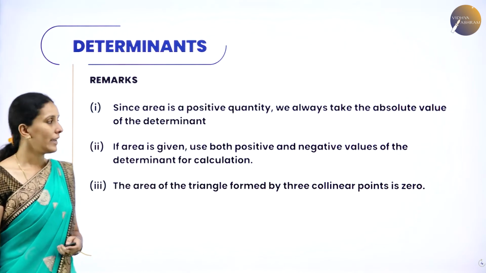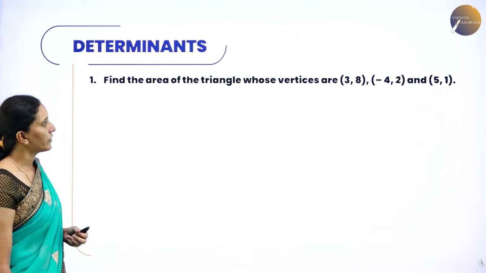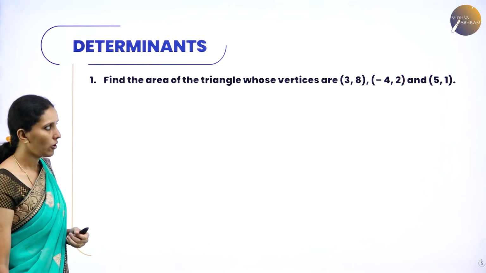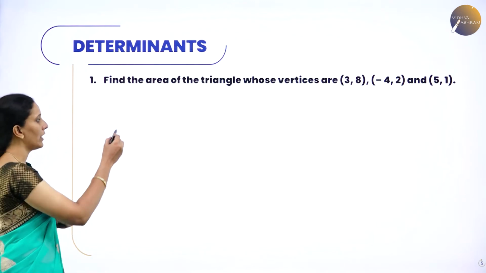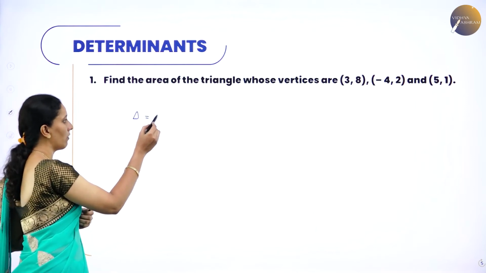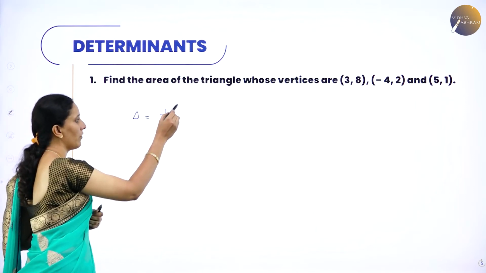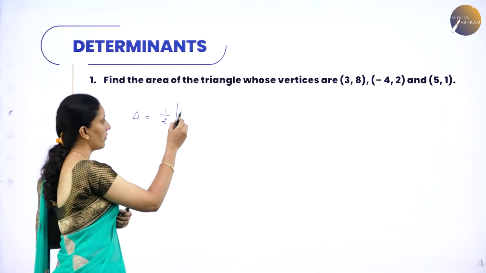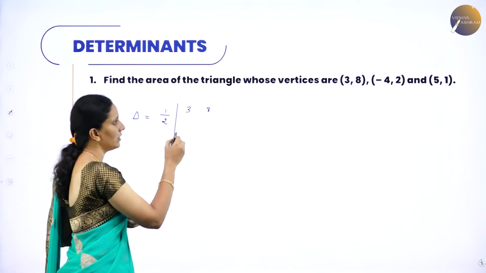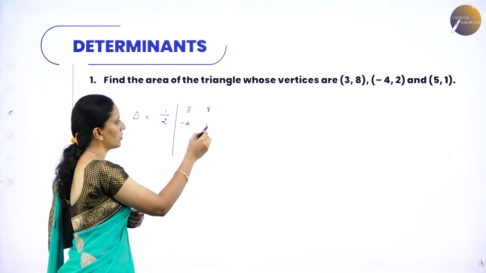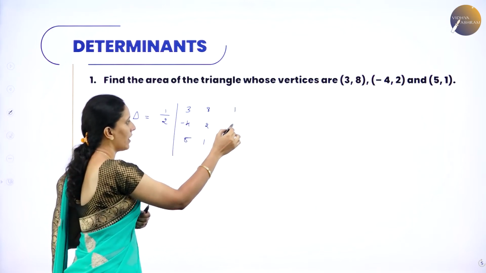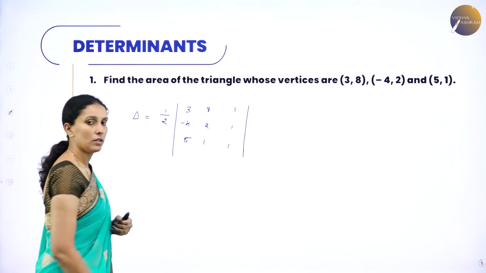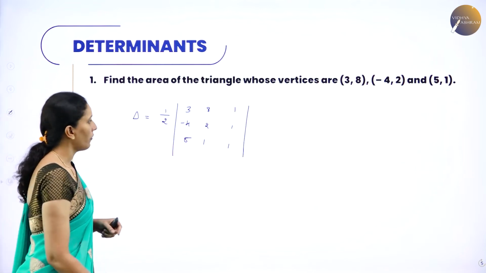So let's take an example. Find the area of a triangle whose vertices are (3, 8), (-4, 2) and (5, 1). We know that delta is equal to 1 by 2, that is half of the determinant. So we will take 3, 8 here. Next we have -4, 2 here. Next we have 5, 1. And here we take 1, 1, 1 in the last column. So this is how we are going to calculate.